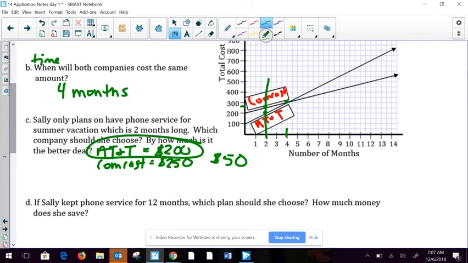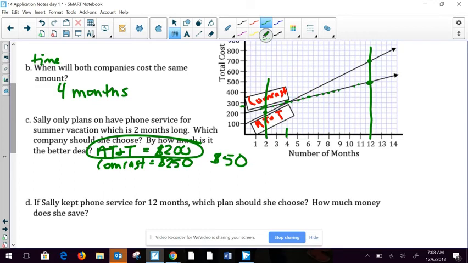Letter C is saying, okay, so she's going to keep this phone service plan for 12 months. Now, which company should she choose? So again, I'm going to go over to my 12 and I'm going to draw my line up, and I see that it hits this line and this line. Why do you suppose we had you label it? Exactly, so you know what line goes to which. So this line with the green, the first dot, you can see that it's the Comcast line.